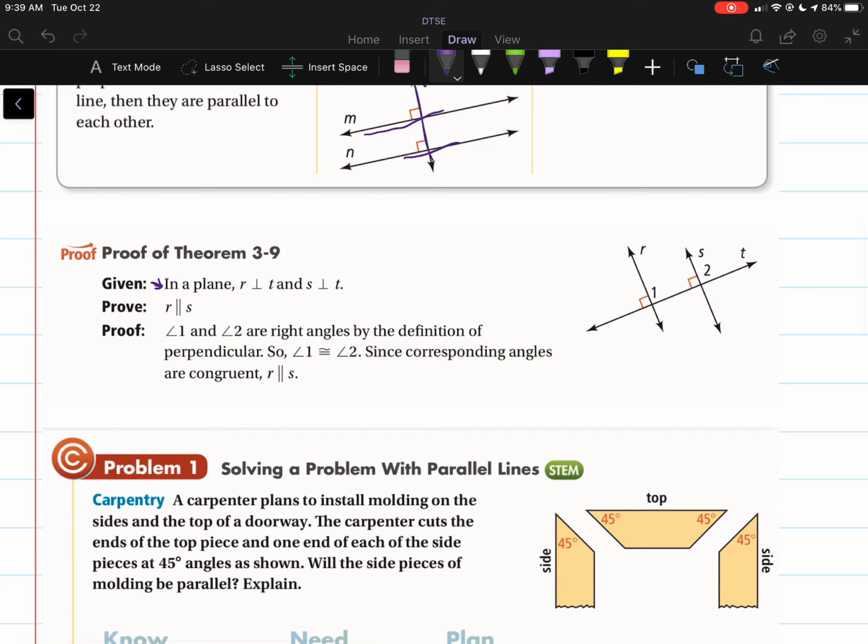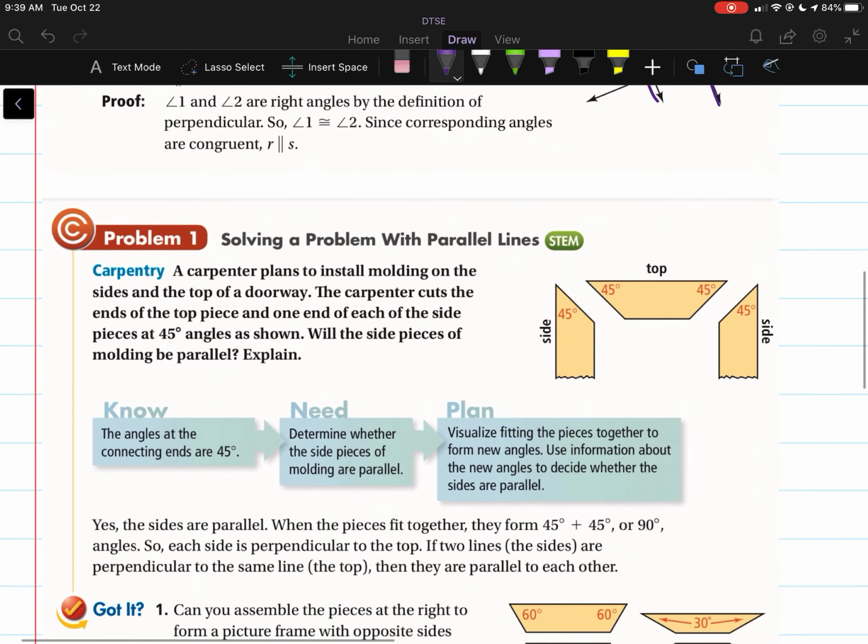So we're given then in this proof the fact that R and S are both perpendicular to T, and you can see that right here and right here. And then you can say, well, if these two are right angles, then 1 and 2 are both 90-degree angles as well, and so they're also corresponding angles that are congruent. Corresponding angles that are congruent, and those are perpendicular, make those two parallel lines. So R is parallel to S. That's from our previous lesson that we learned.